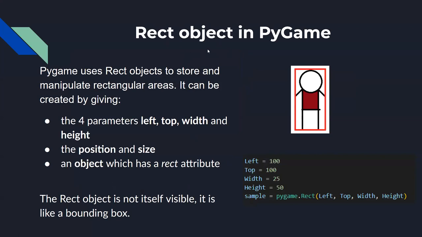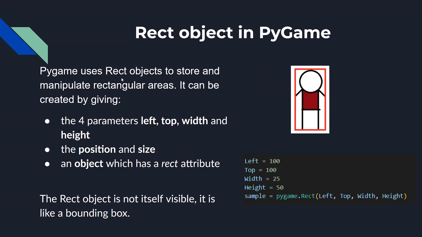Before moving further to the game, one final thing that we need to know about is the rect object, or the rectangle object, in Pygame. It is a really useful object and we shall see about it. So what is rect? Pygame uses the rect object to store and manipulate rectangular areas. The rect object is not itself visible. It is just like the boundary of my game object or the player.